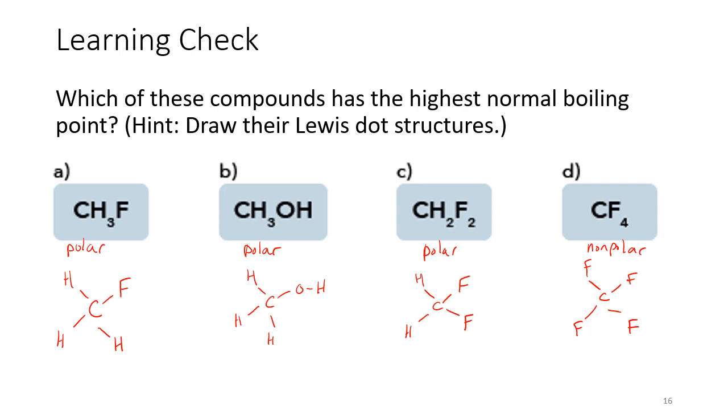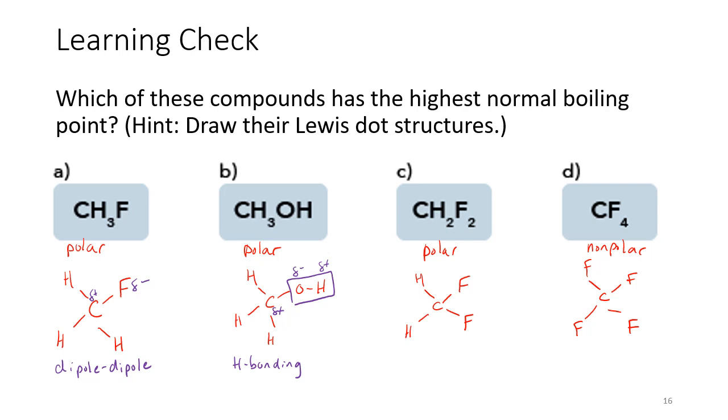In A, we have a polar molecule, therefore it's going to experience dipole-dipole interactions. The carbon will be partially positive. The 1 outer fluorine will be partially negative. In B, we have methanol. We have 1 OH bond per molecule, so the strongest IMFs will be hydrogen bonding. In this case, the oxygen is partially negative. The hydrogen is partially positive. Also, the carbon bonded to the oxygen will be partially positive.